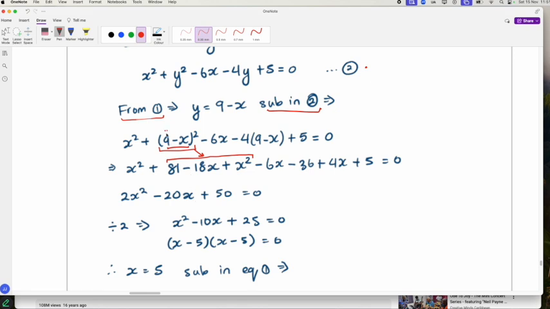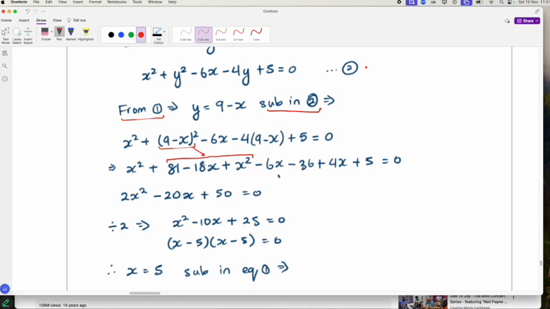So to square this, 9 squared is 81, then square the x, which is x squared, sorry. Then multiply the 9 and the x, and times 2, which will give you minus 18x, the middle term. That's a faster way to do it.